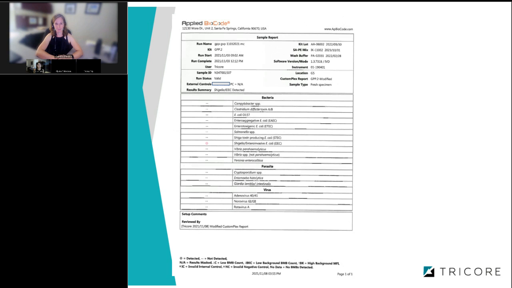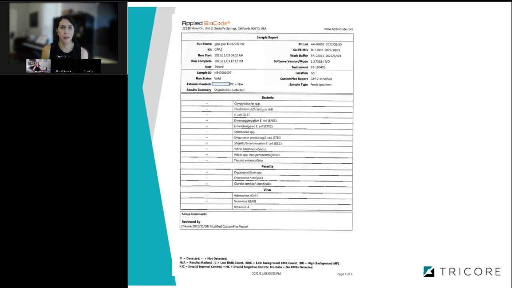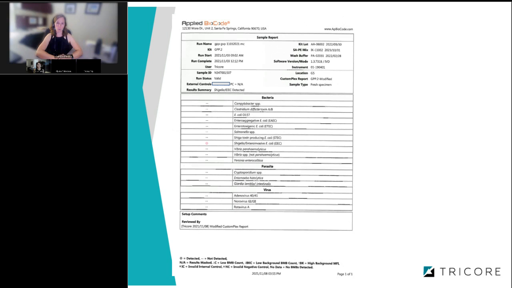And does your lab use the user-defined mode and develop LDTs? We do not currently, but we are interested in looking at using that mode.